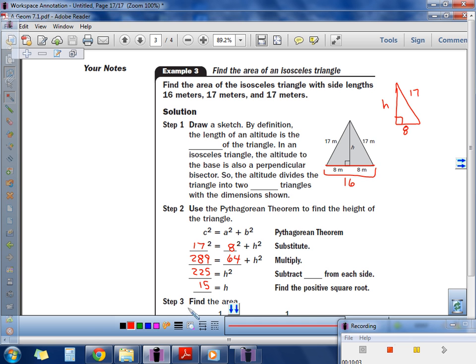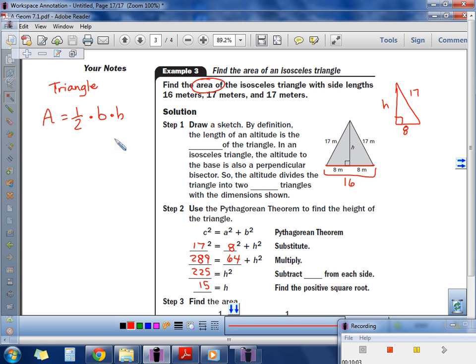Does that answer the question, though? What's the question really ask for? The area is the key word up here. Find the area. That means you need to know the area formula for a triangle. So you might want to write this down. You should know it. What's the area formula for a triangle? Half times the base times our height.